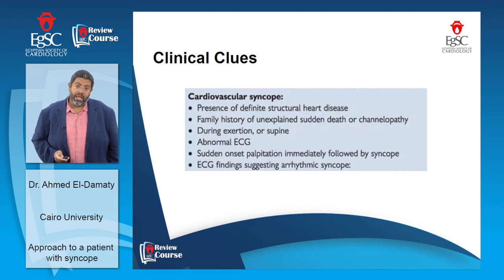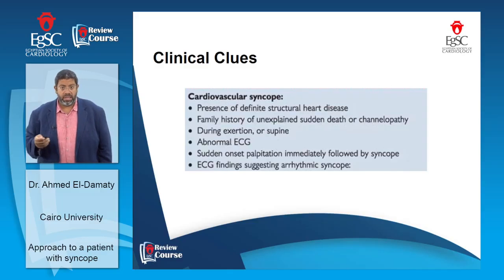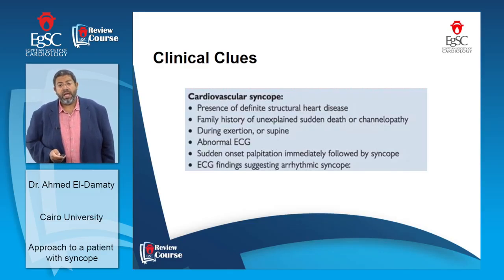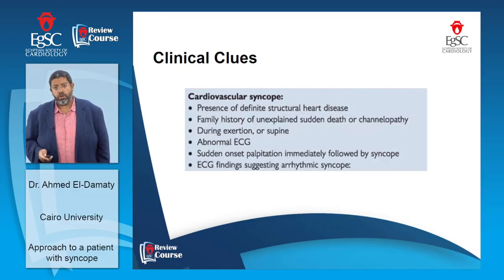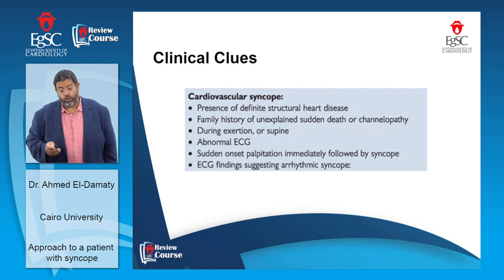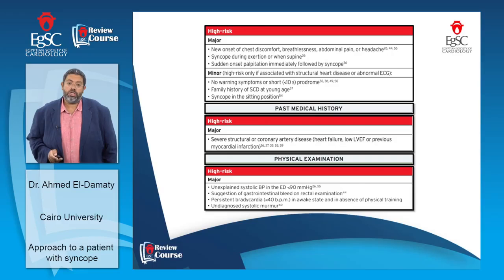If your patient came in complaining of palpitation followed by the syncopal episode, this is a clue that he might be having arrhythmia. And there might be some clues in the ECG that point to an arrhythmic etiology that we're going to review later on. So even if you cannot reach a diagnosis because the clinical history might be vague, you should be able to risk stratify your patient.